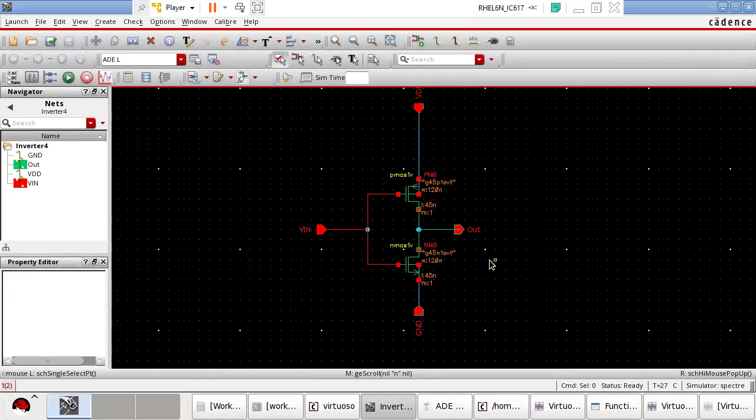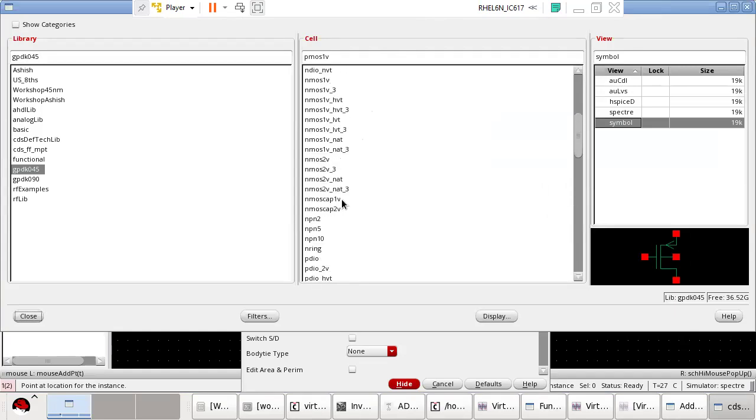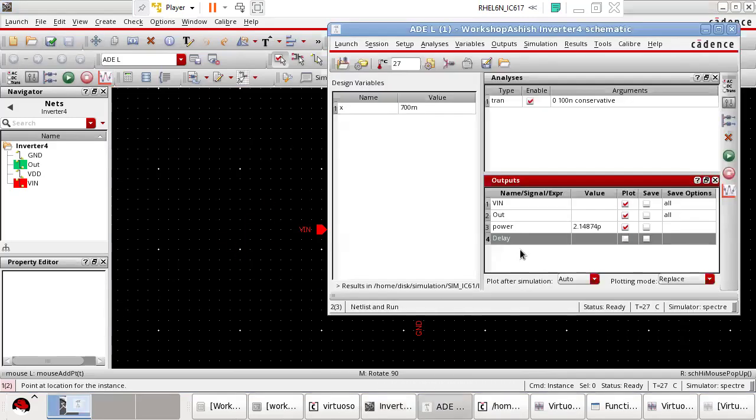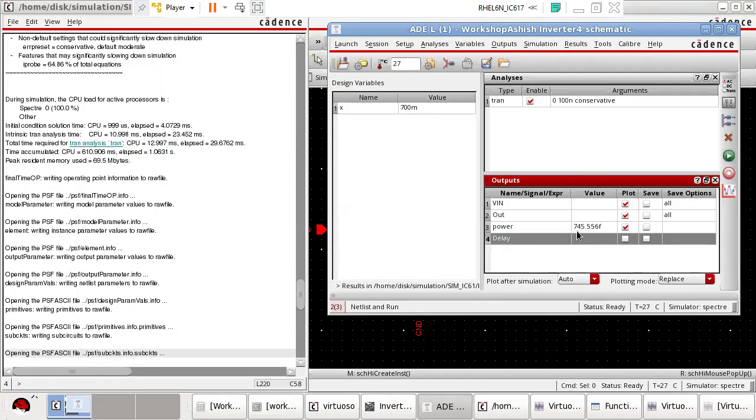Now what I'm going to do is delete this NMOS and use a high threshold NMOS. This is NMOS HVT, high threshold voltage. Please see the power dissipation. Please notice 2.148, and when you simulate it again, 0.745 picowatts.